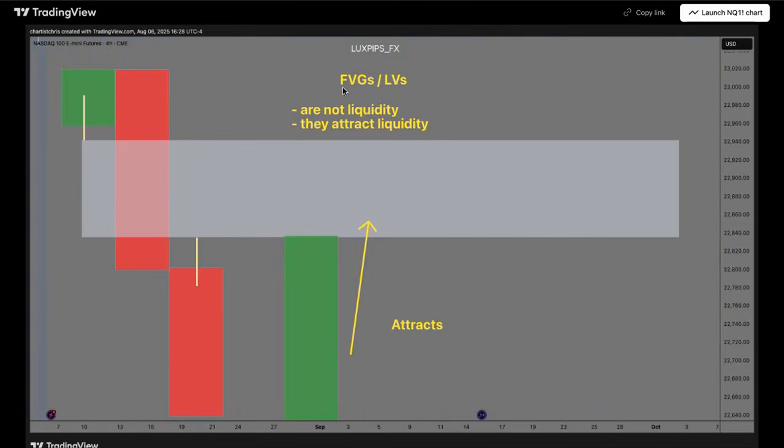So you must understand FVGs and LVs. I know that other traders say that FVGs are liquidity. They are not liquidity. They attract liquidity. They invite liquidity. These are words from ICT's mouth. So when you see an FVG, you can see that price will often be attracted to the FVG. Not always, but often.